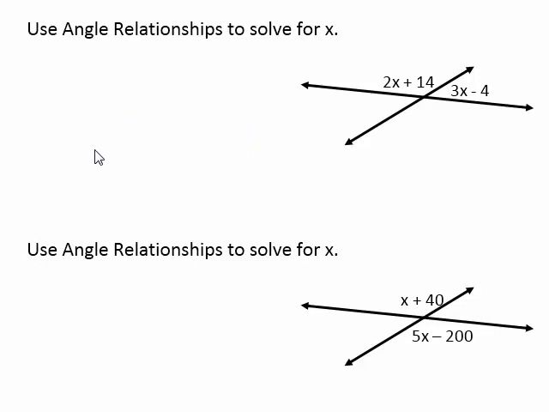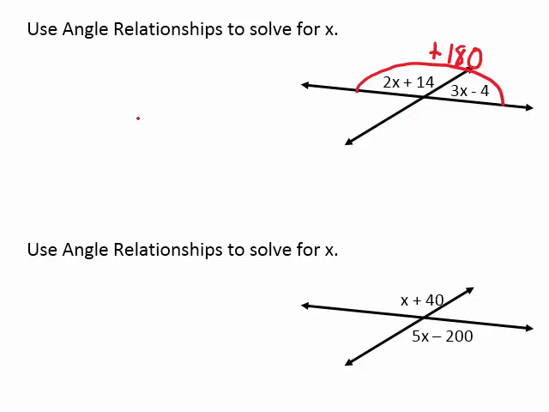In this video, we're going to be using angle relationships to solve for x. Looking at our first example to the right, you'll notice we are given two angles, 2x plus 14 and 3x minus 4. Those two angles are next to each other and they make a straight line. That means they're a linear pair, and that means they add to 180 degrees.